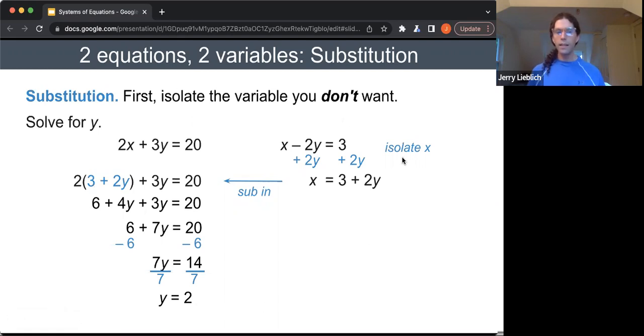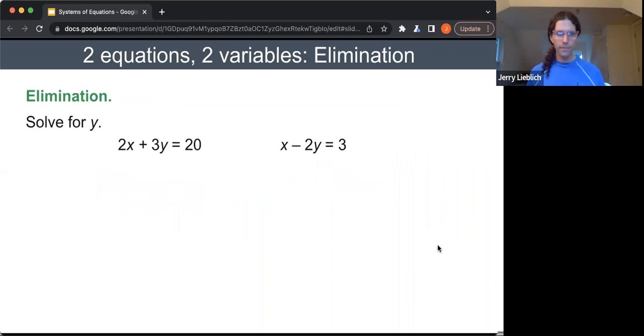This is, again, I think the more straightforward way, the more intuitive way. It's the way I certainly learned how to do these in high school. The other way is sometimes a lot quicker, but it requires a little bit more finagling, let's say. And that's the elimination method.